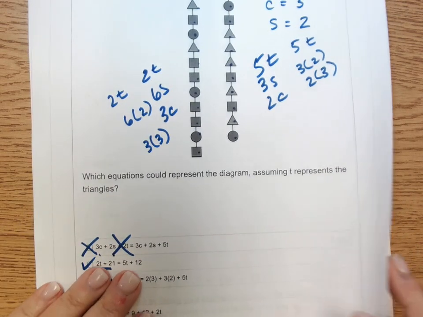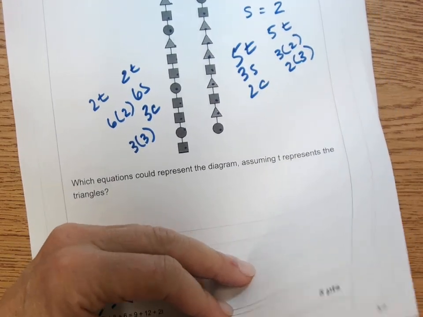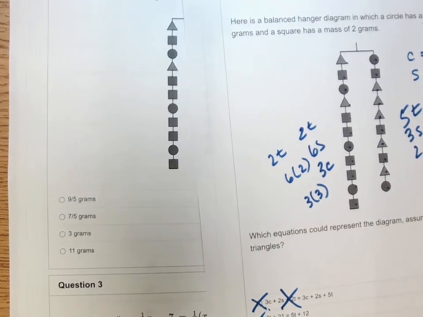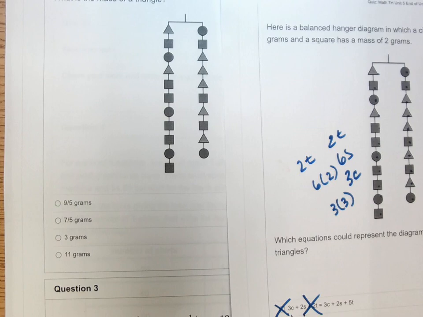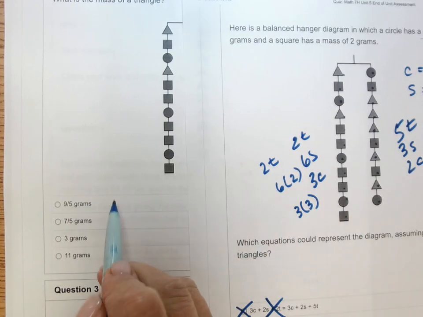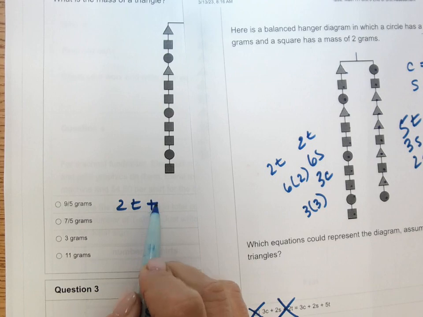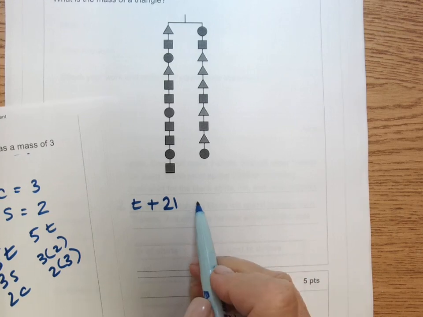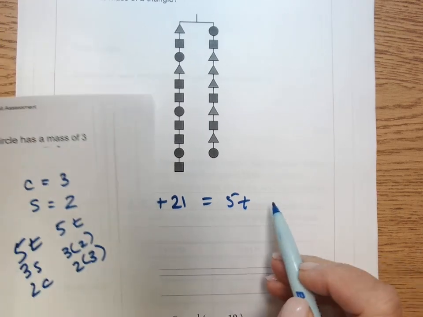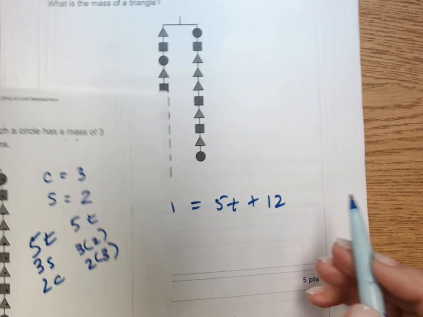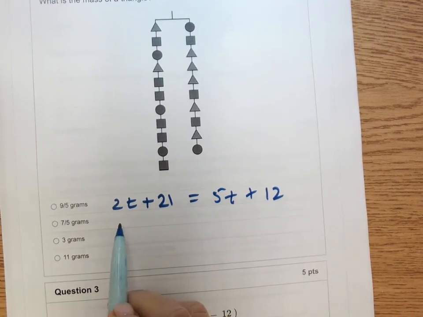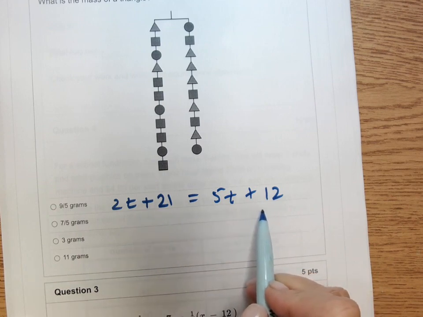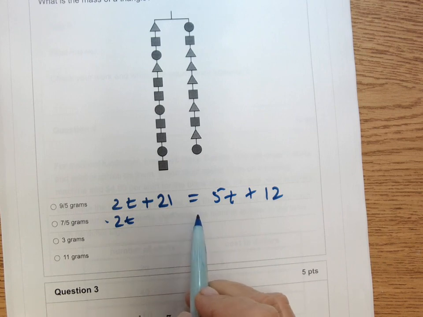Alright, question 2 is the same one, so now they're asking you to figure out what the mass of a triangle is. So I'm going to rewrite this. 2t plus 12 and 9 are 21 is the same as 5t plus 12. So I'm going to simplify this. I'm going to subtract 12 from both sides, or subtract 2t from both sides.